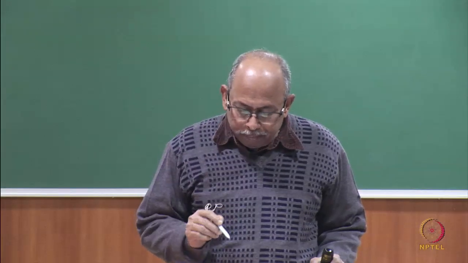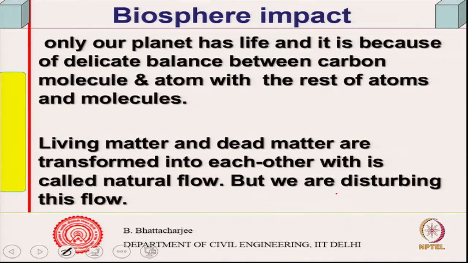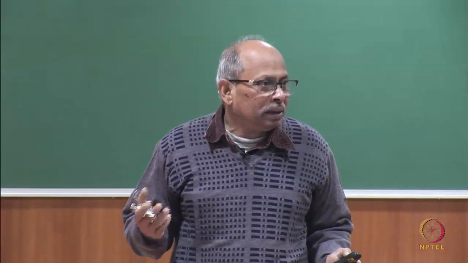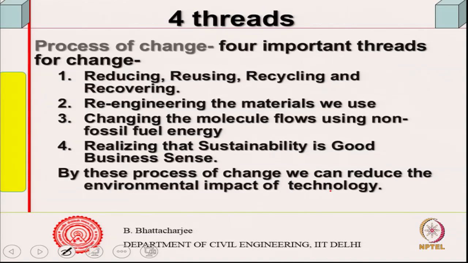Okay. So, that is what we said, that carbon dioxide emission is a major problem. So far to our understanding, this is the only planet which has got life, and it is because of the delicate balance between carbon molecule and atom with the rest of the atoms and molecules. Polymers, everywhere you have, C is the main thing. Living matter and dead matter are transformed into each other with its natural flow, but if you disturb that flow, there is a problem. So carbon is very important from that point of view.